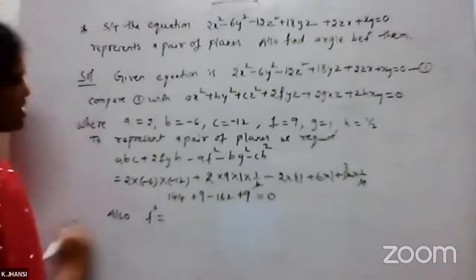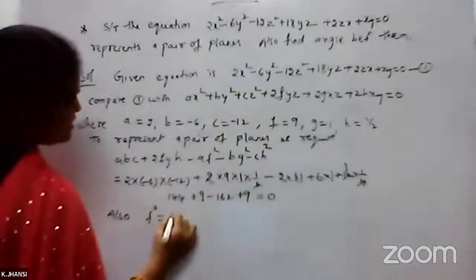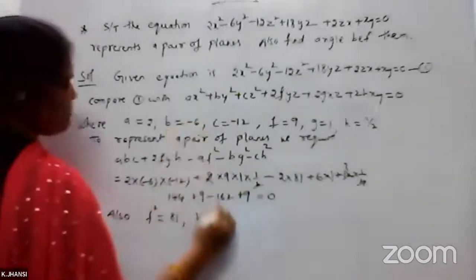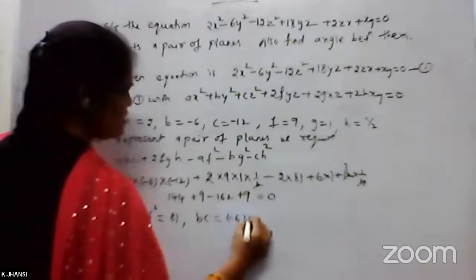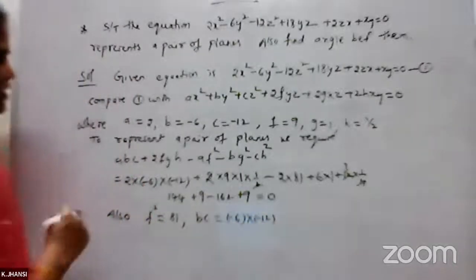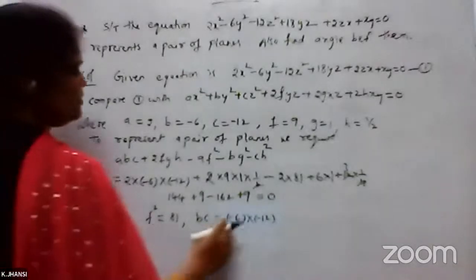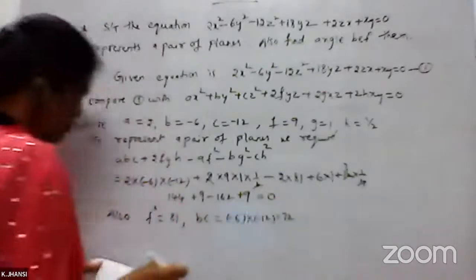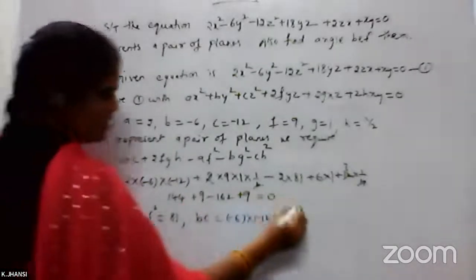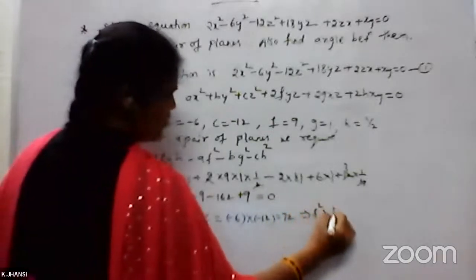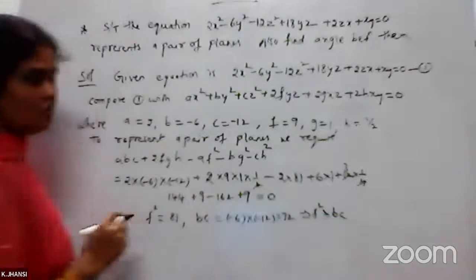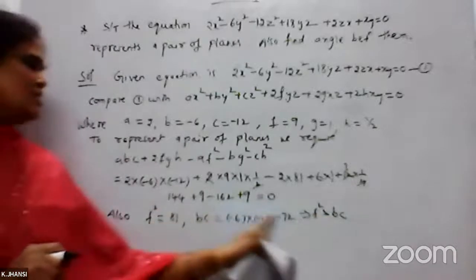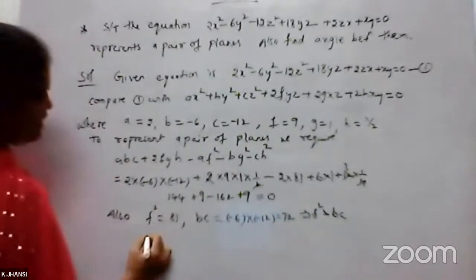F square, what is the F square value? F square is 81. And what is BC? B value is minus 6 and C value is minus 12. So 6 into 12, how much will you get? 72. Minus into minus is plus, so this value is 72. We can tell F square is greater than BC. In some cases you may get equal to also. So F square is greater than BC. First condition is satisfied.